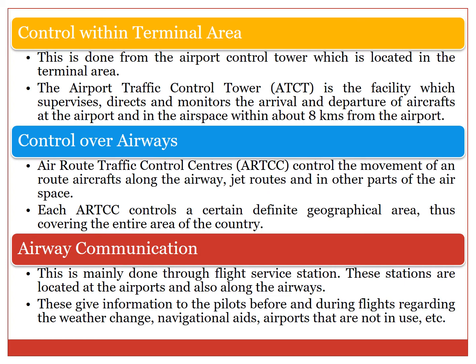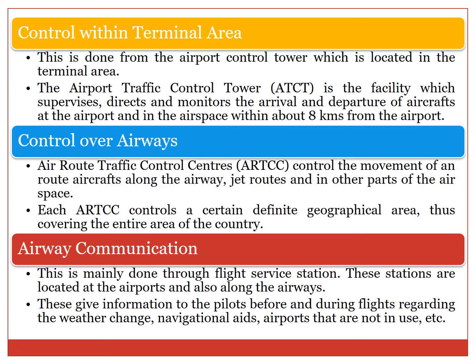Now the second is the control over airways. Air Route Traffic Control Centers, also known as ARTCC, control the movement of en route aircraft along the airways, jet routes and in other parts of the airspace. Each ARTCC controls a certain definite geographical area, thus covering the entire area of the country. ARTCC is mainly concerned with flights under IFR conditions. If radar facility is available, the minimum separation is 8 kilometers.